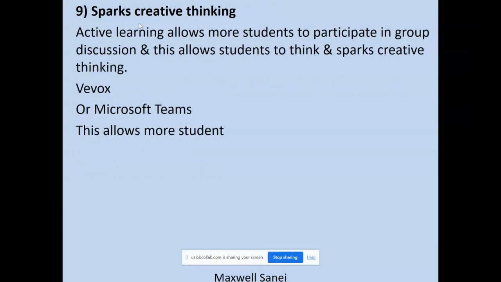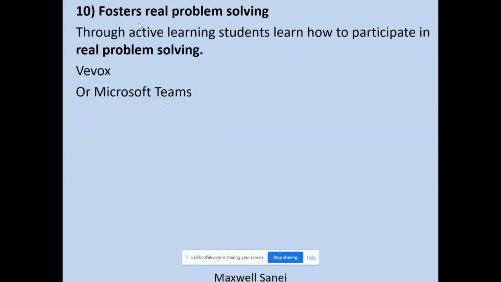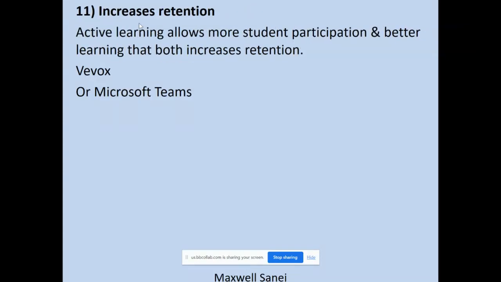So, it sparks creative thinking. Active learning allows more students to participate in group discussion, and this allows students to think and spark creative thinking. Then, problem solving: through active learning, students learn how to participate in real problem solving.